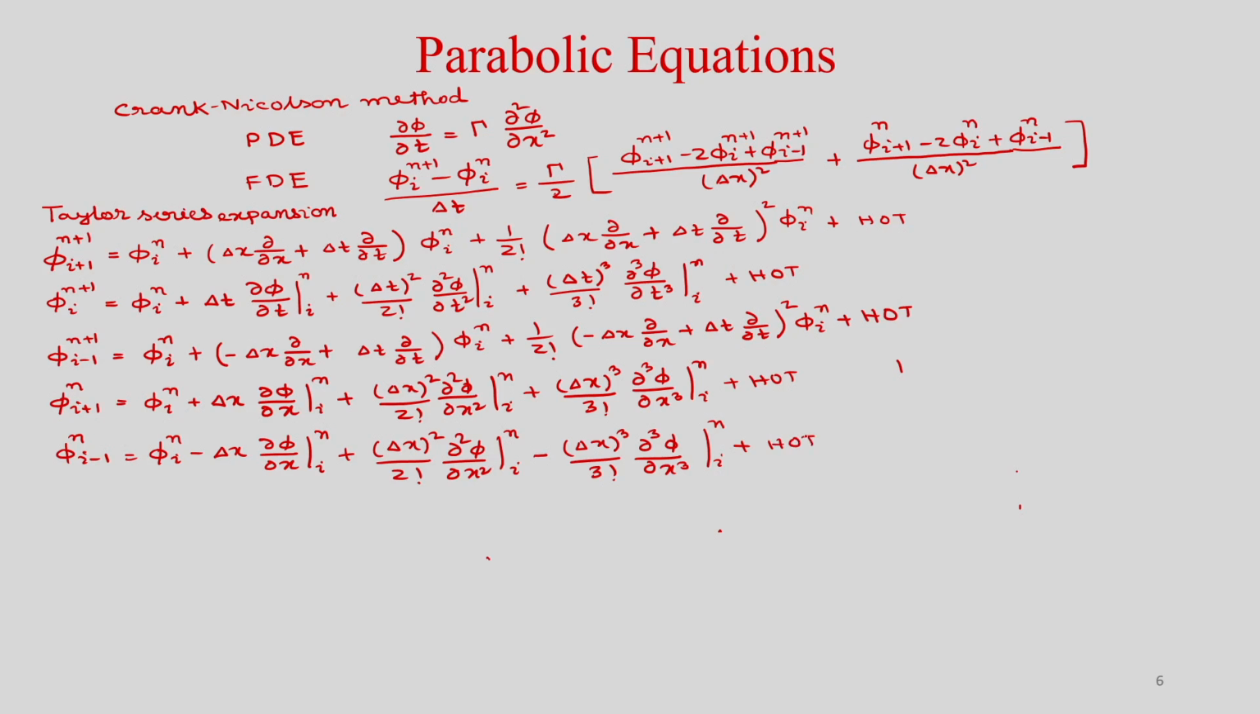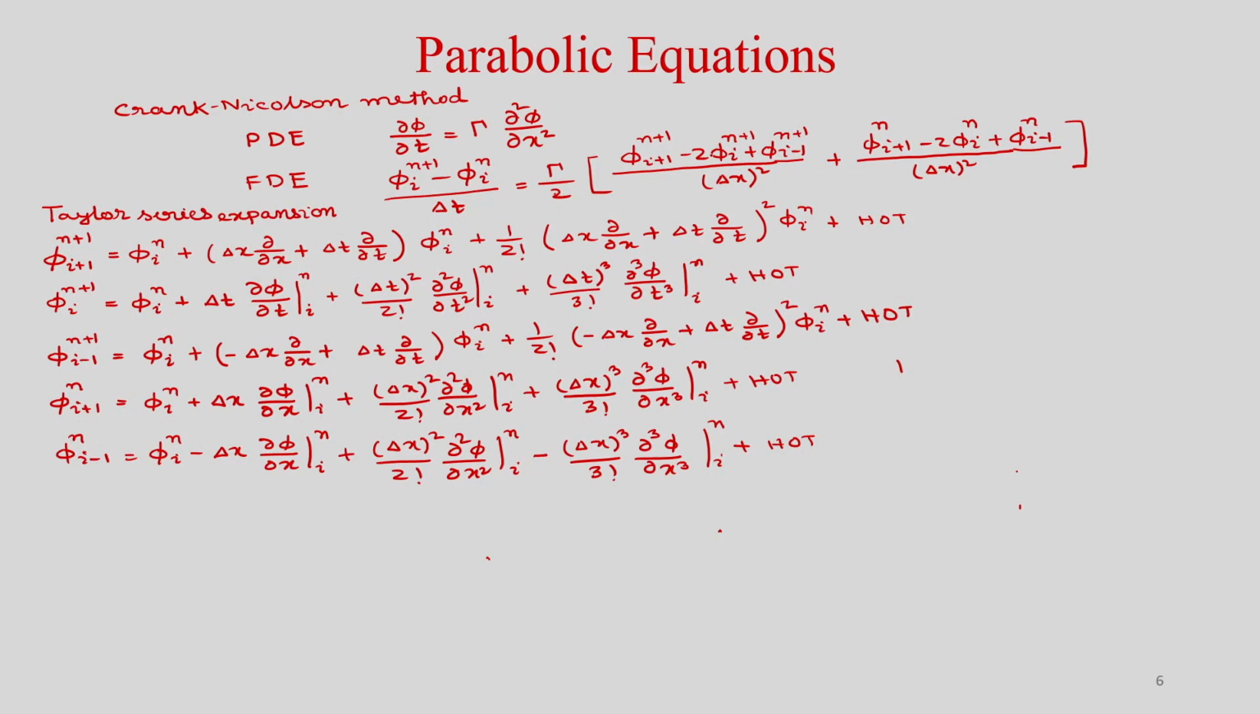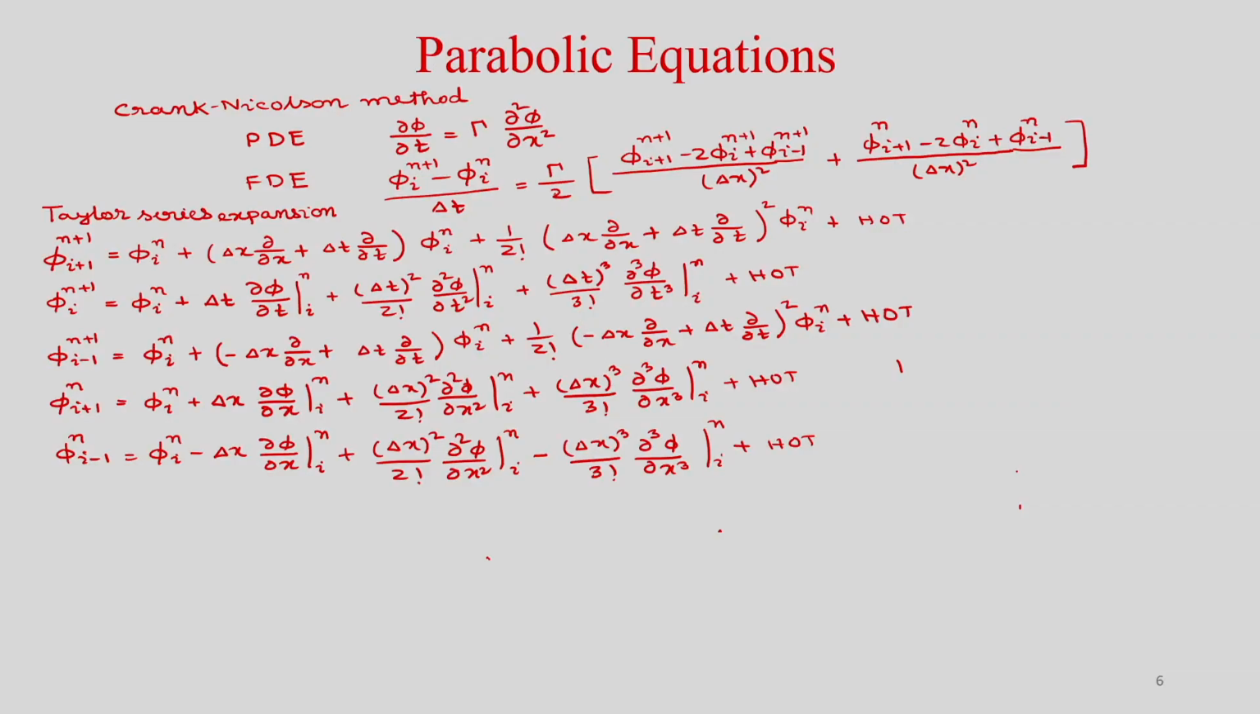Okay, so now we have expanded all these phi I plus 1, n plus 1 and whatever dependent variables are coming, using Taylor series expansion. Now, let us put it in the finite difference equation. First, let us consider only the left hand side. What is there in the left hand side of the finite difference equation?